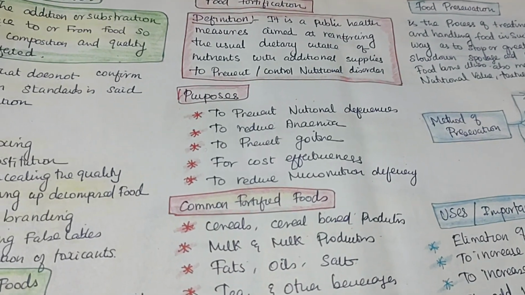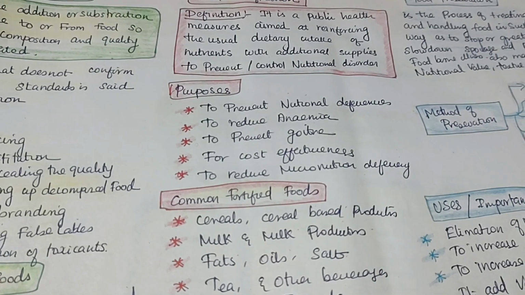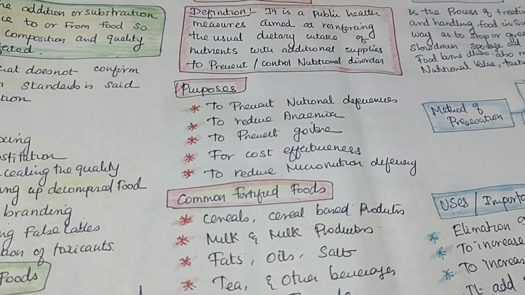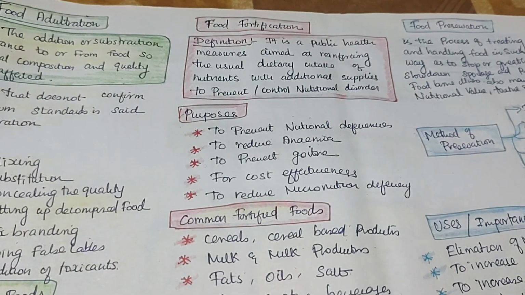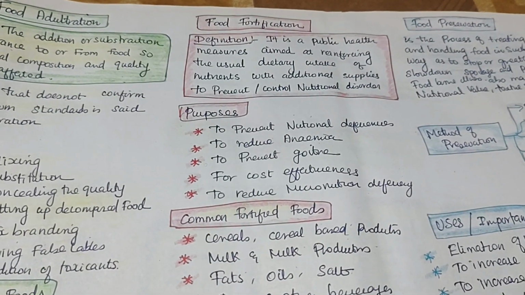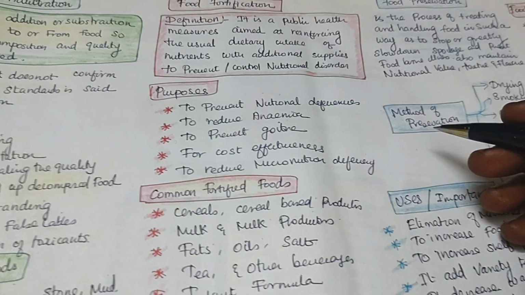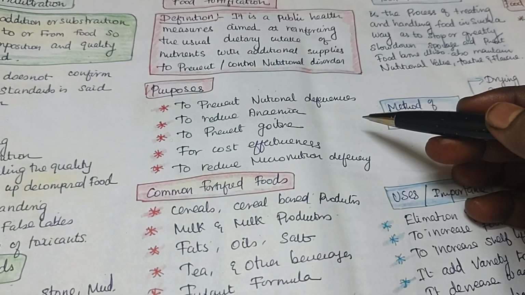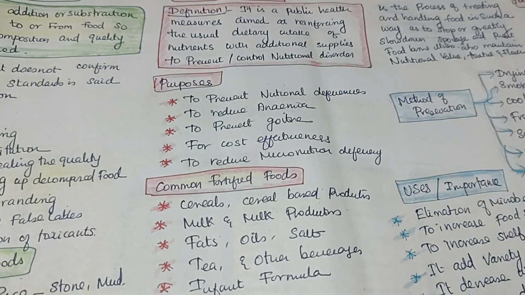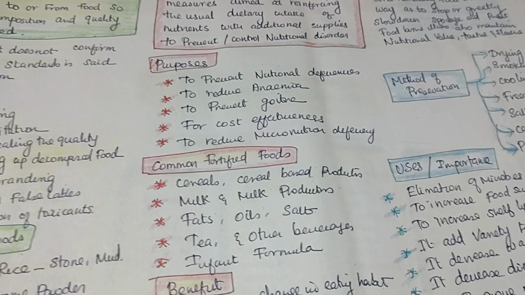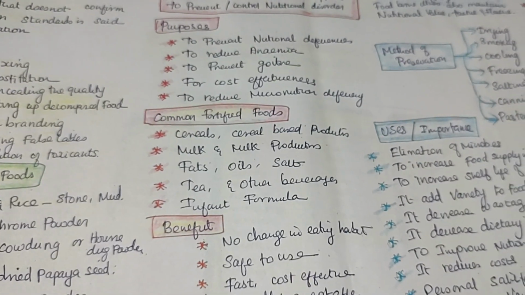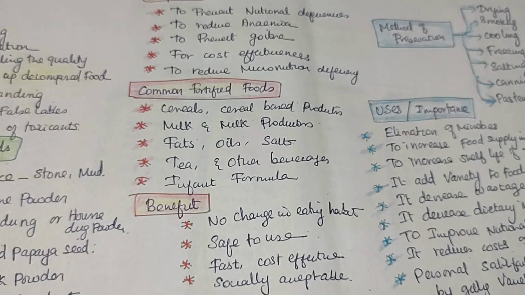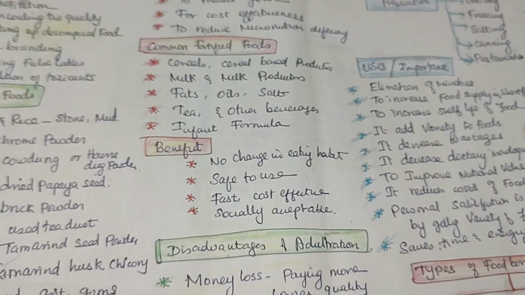Example, the people of the Himalayan belt always had goiter. They found out that the soil doesn't have iodine. So they added fortified iodized salt in place of their normal salt, and that problem drastically decreased. The main purpose is to prevent nutritional deficiencies, reduce anemia, prevent goiter, for cost effectiveness, and reduce micronutrient deficiency. Commonly fortified foods are cereals, cereal breads, milk products, fats and oils, tea and other beverages, and infant formula also they are adding.